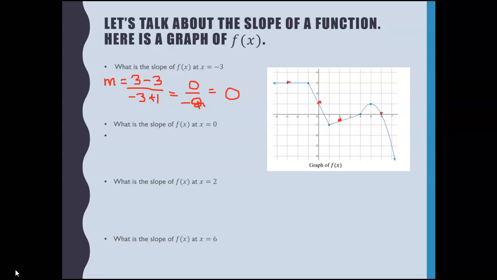Part B, what is the slope of the value at x equals 0? So once again, you want to find the slope around 0. So you could pick the point -1 and pick the point 1. So you have 1, -1. So that's like -1 minus 3 over 1 minus -1. So you get -4 over 2 or -2.